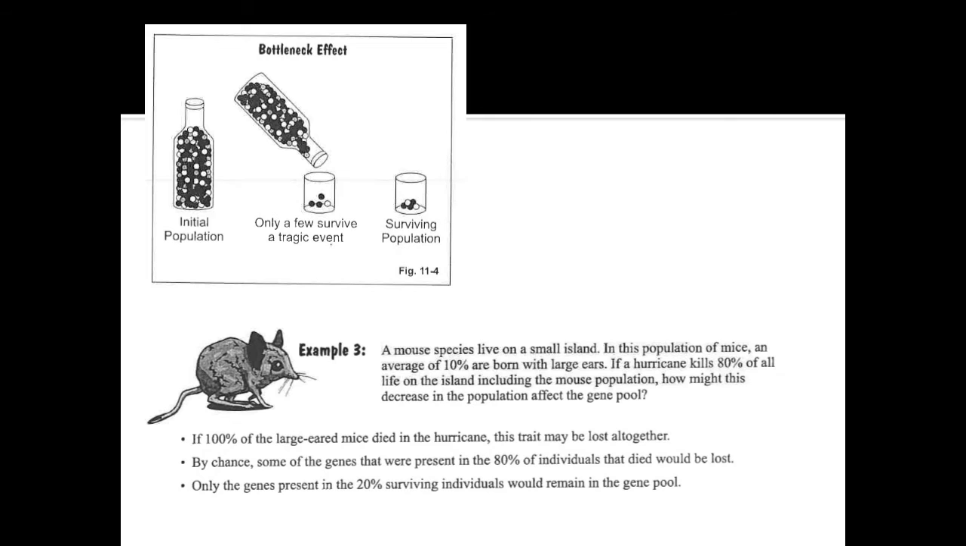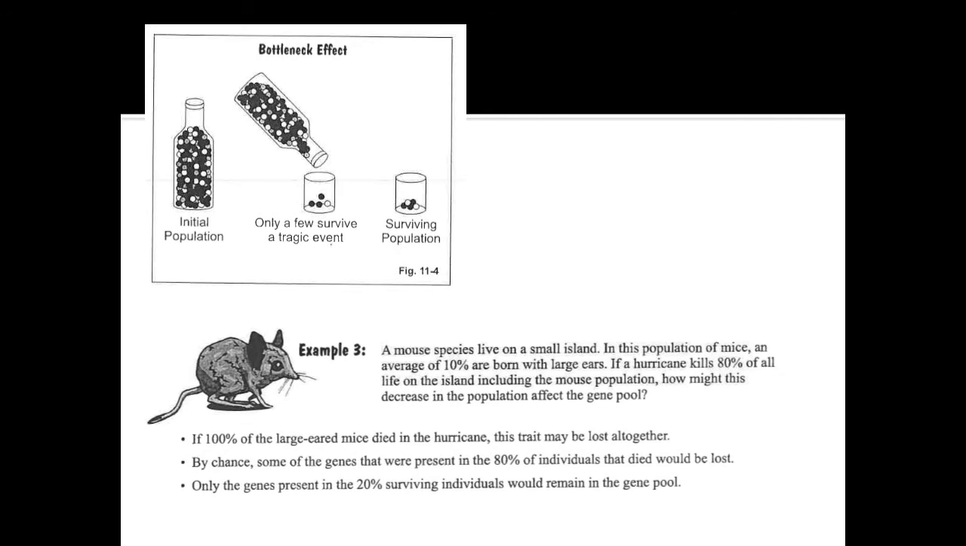In this population of mice, an average of 10% are born with large ears. If a hurricane kills 80% of all life on the island, including the mouse population, how might this decrease in the population affect the gene pool? So a couple different things could happen. If 100% of the large-eared mice died in the hurricane, you might no longer have any large-eared mice left, which means small-eared mice are going to completely take over.